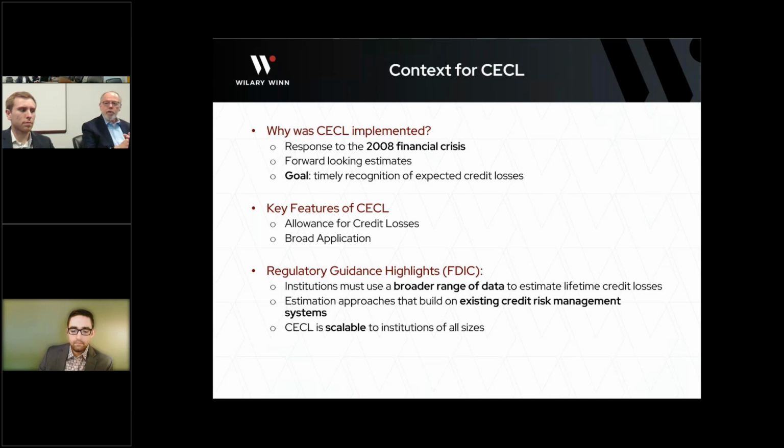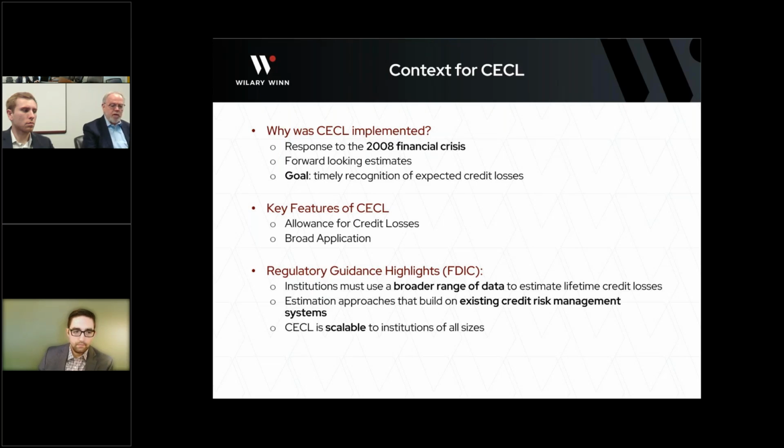There's regulatory guidance. The regulators were wild about having CECL implemented, and so they actually released pretty soft guidance. Initially, they said you have to use a broader range of data to estimate lifetime credit losses. You can build on your existing credit risk management systems, and then they recognized that there are basically different applications for different sizes of institution.